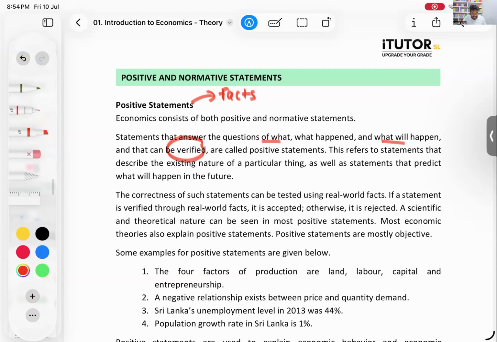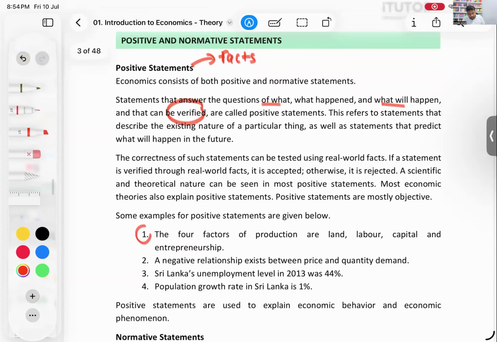So for example, the 4 factors of production are land, labor, capital, and entrepreneurship. It's a fact. You all have learned the factors of production. O levels, we'll learn it later also. It can be right, it can be wrong. That's a different story, but it's a fact.